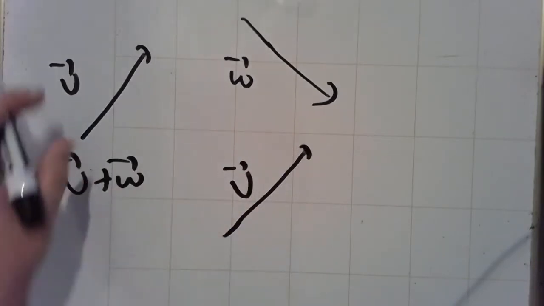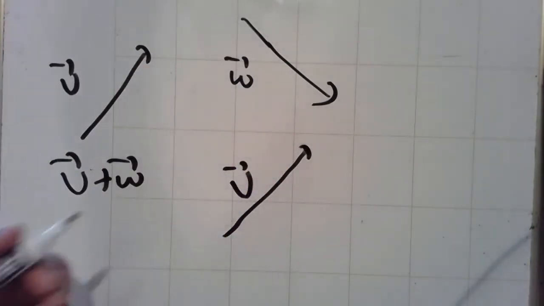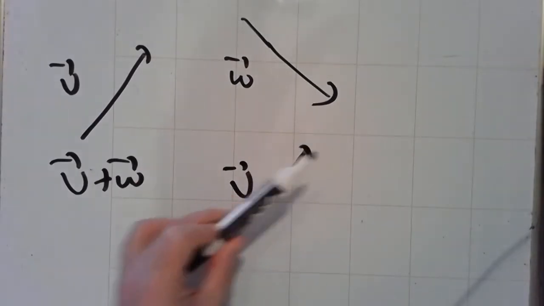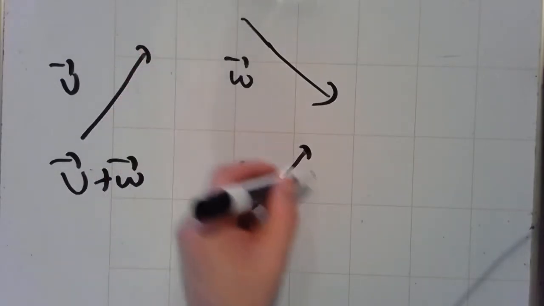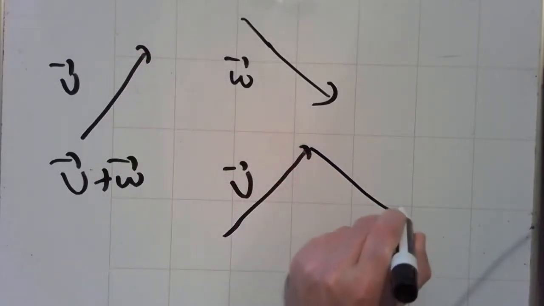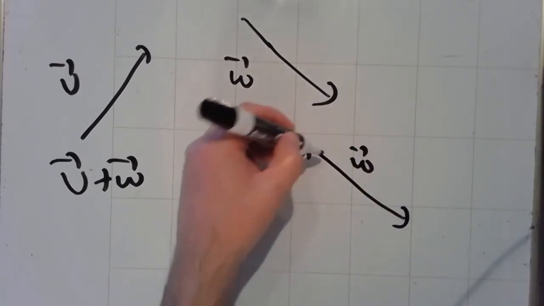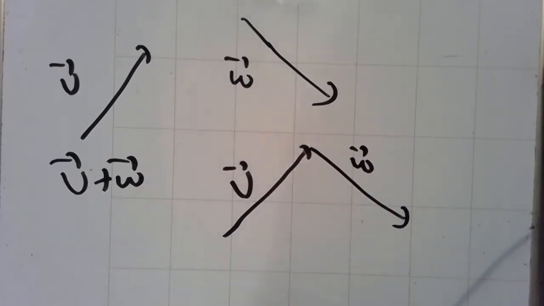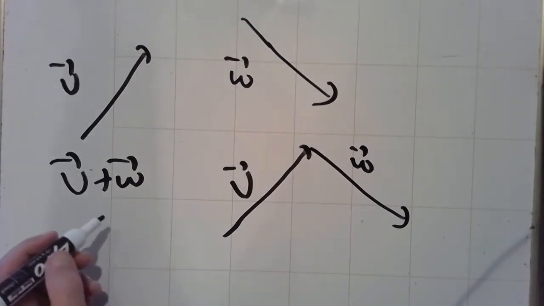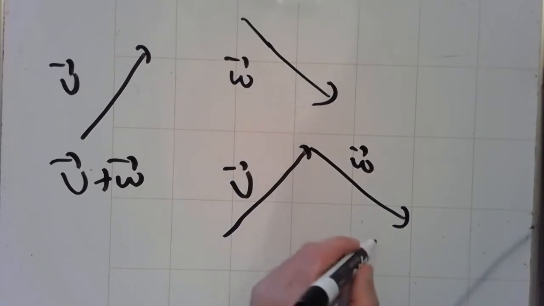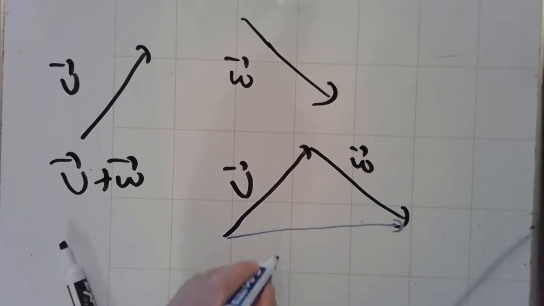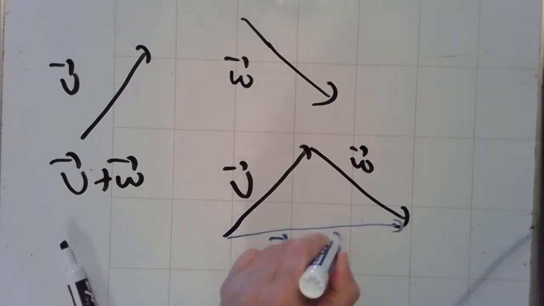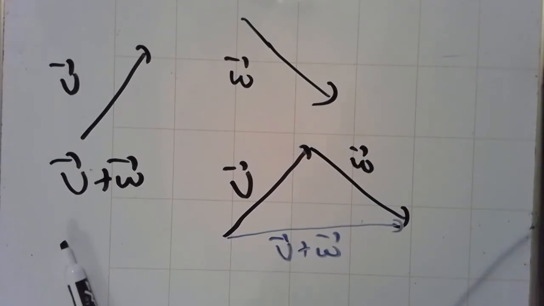Remember, vectors can be moved around. I can move this around, I can make a copy of it, it's still the same vector, it still points in the same direction, and it still has the same length. Then I put a copy of w at the end of v. So I put the initial point of w at the terminal point of v. Then my resultant vector starts at the beginning and ends at the end. So the third side of our triangle here will be the vector v plus w. So that starts at the initial point of v and ends at the terminal point of w.